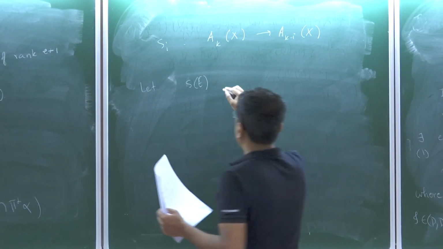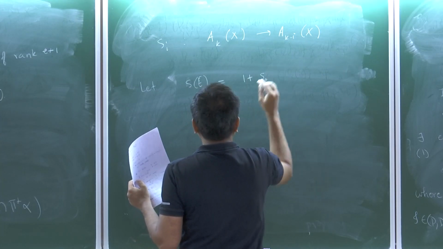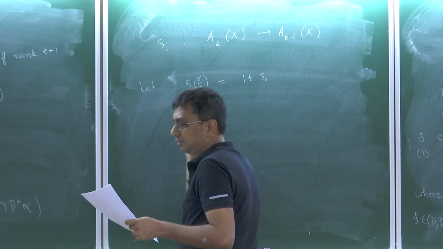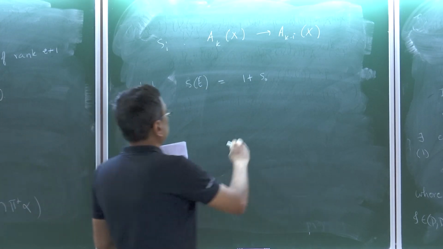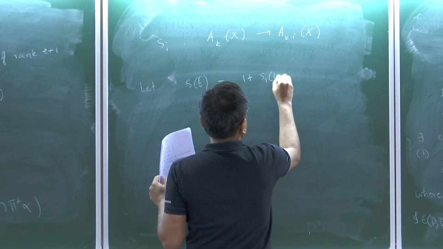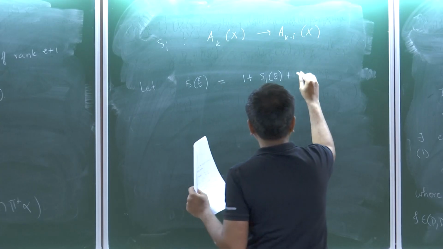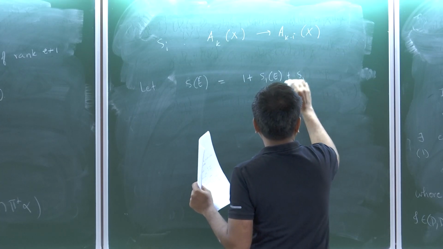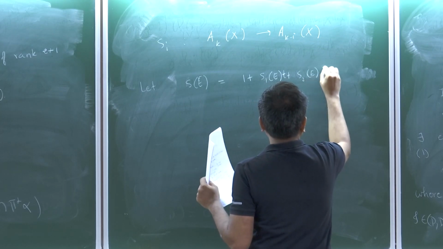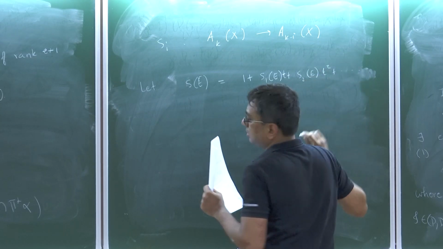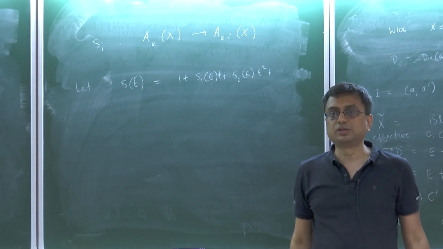I'm going to define the total Segre class to be 1 plus S_0, sorry, S_0 is also going to be 1. So I'm going to define it to be 1 plus S_1(E) t plus S_2(E) t^2 plus dot dot dot. I'm just going to take Segre classes from 1 onwards, and t is just some formal parameter, a variable. Okay, this is a power series starting from 1. I'm going to take the formal inverse of this.